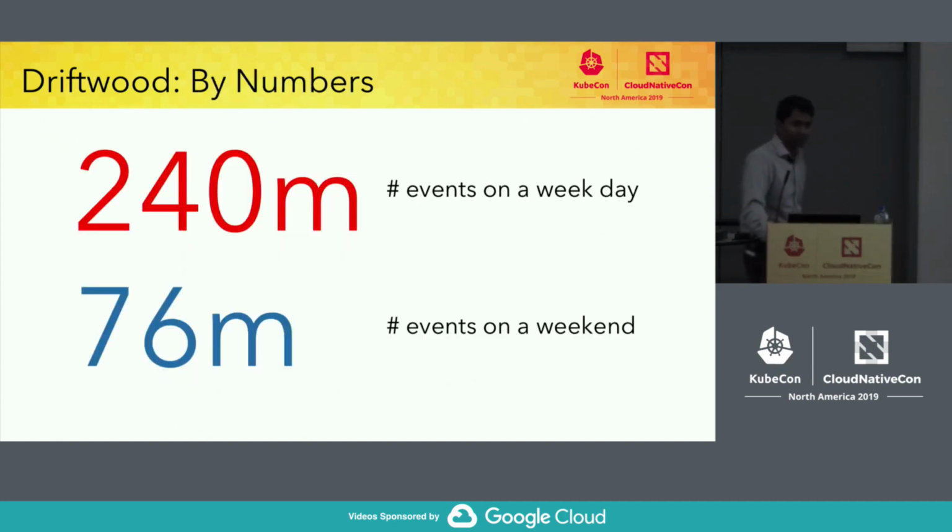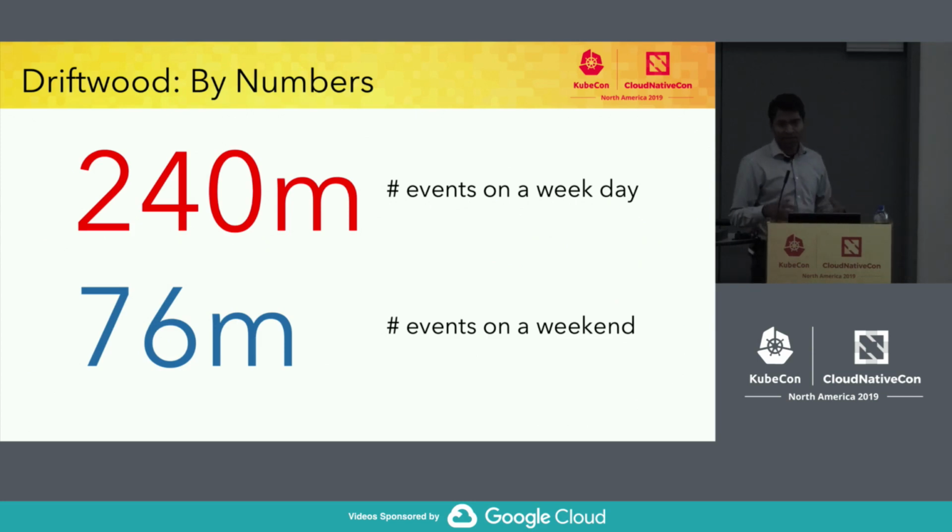So some numbers, right? On a peak day, we process close to 240 million raw events that go through our pipeline. These are just raw system calls that we are collecting every day. On a given weekend, on Saturday or Sunday, it comes down to 76 million or 75 million.